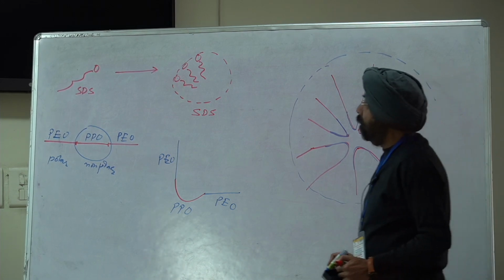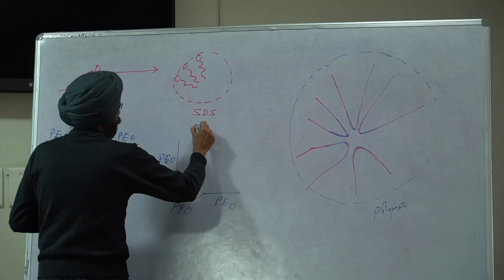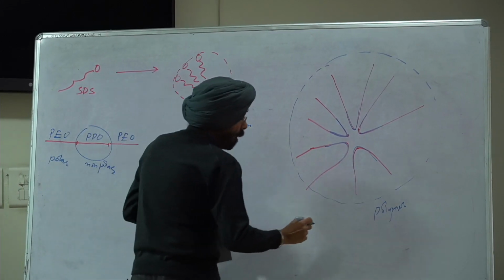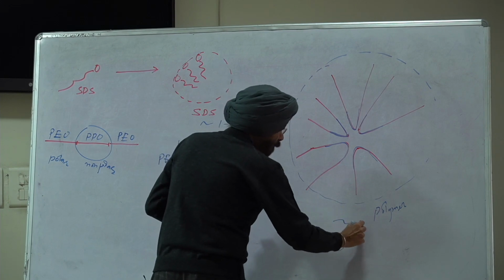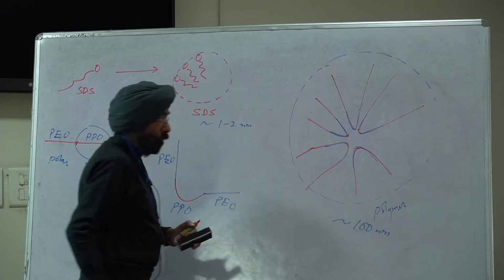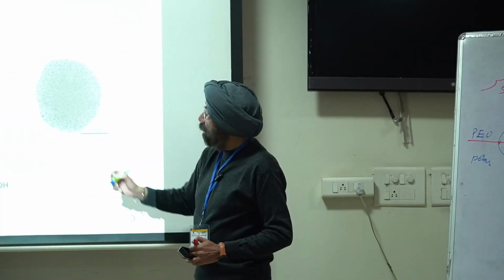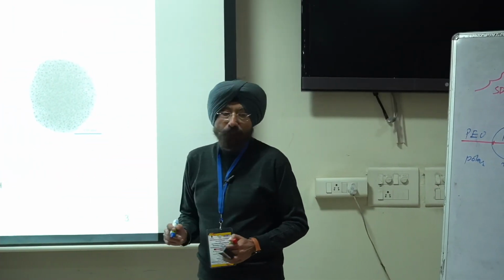Now you can compare, this is the micelle of polymer, okay, and this is approximately, whereas this one is approximately 100 nanometer. And you could see this diagram, right? The black dots are in fact the gold nanoparticles.